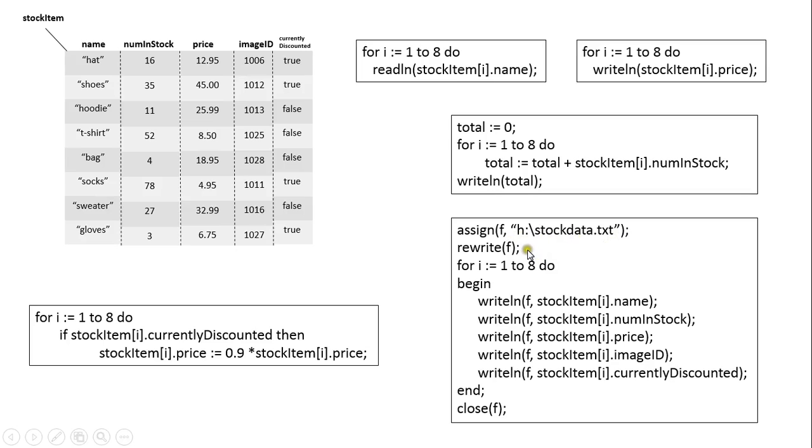I open the file for writing, and then I need to loop down the elements in the array 1 to 8, and I write line stock item I dot name, and this F here is I'm writing it out to the file that's been named as F. So it's going to travel around this loop 8 times, stock item 1 dot name and the number in stock, and so on, and then the second one, and so on, and then I close the file.